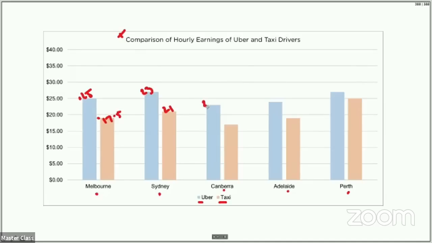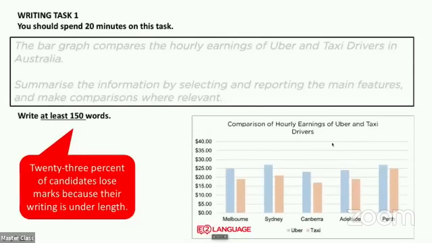23 bucks. Whoops, this has to be higher than 25. This would be 27. So this would be about 23. This would be about 17. This would be about 24. This would be about 19, say. This would be about 22. Sorry. This is why you have to analyze it, because it's hard to see. 25. Cool. Okay.